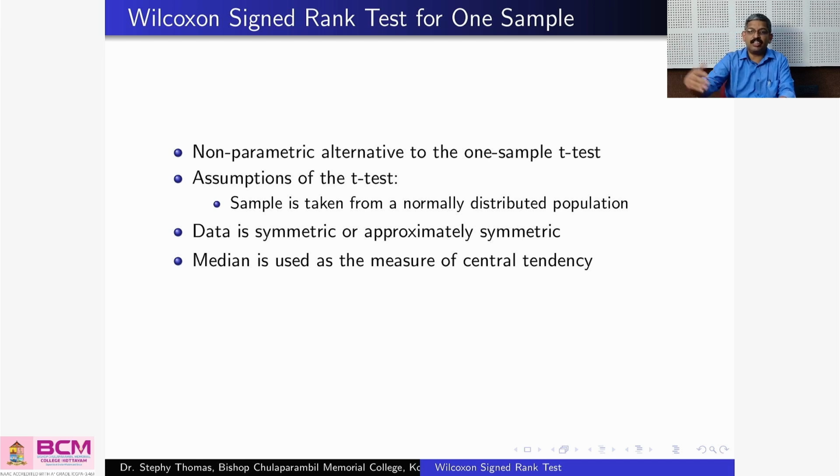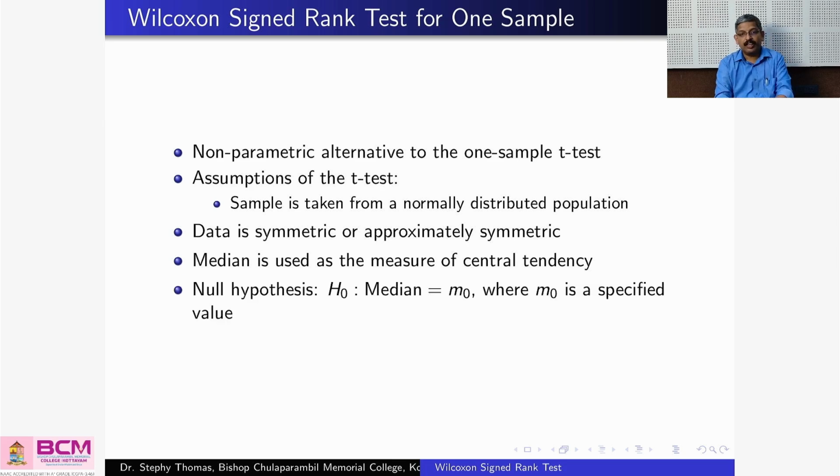Unlike commonly used parametric tests, where we use the mean as a measure of central tendency, the median is preferred in most non-parametric tests, and we are testing the median in the Wilcoxon one sample test. The null hypothesis is that the median is equal to a particular value, that is, the data comes from a population having median m naught.